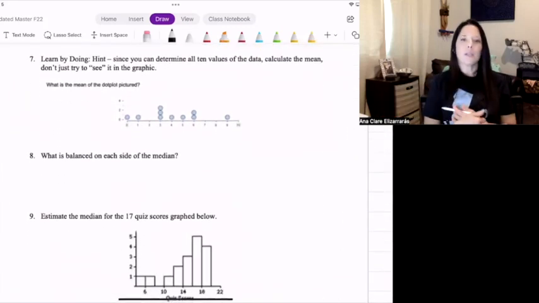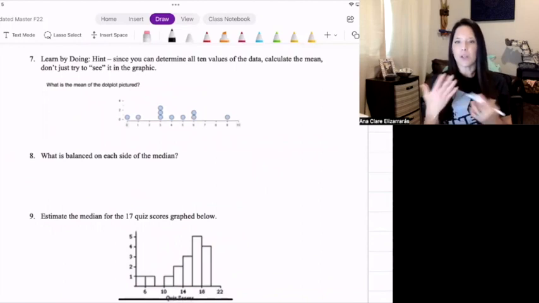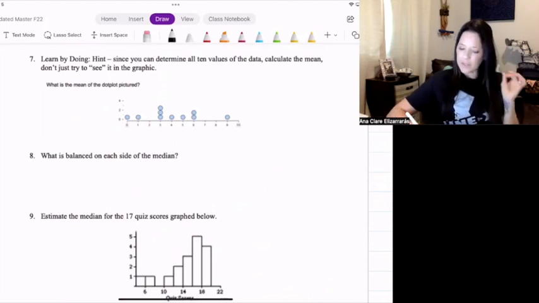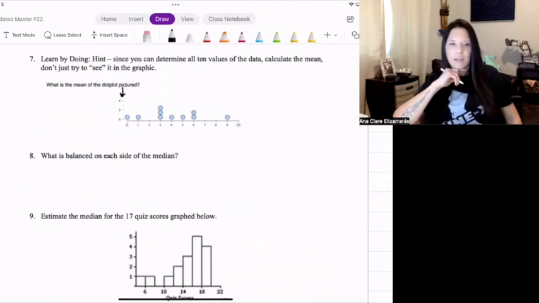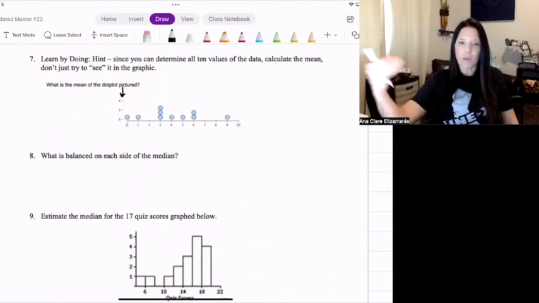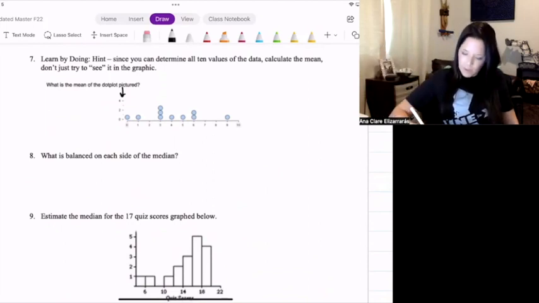Here's another learn by doing. We are asked to determine the mean of the dot plot. So the mean of the dot plot is listed where they tell you the counts on the left-hand side. And we don't want to just try and figure out what the mean is by looking at it. We want to actually calculate the mean. And we can do this because we know the values that we're given. This is the value of 0. That's the value of 1. This is the value of 3, 4, 5, 6, and 9.